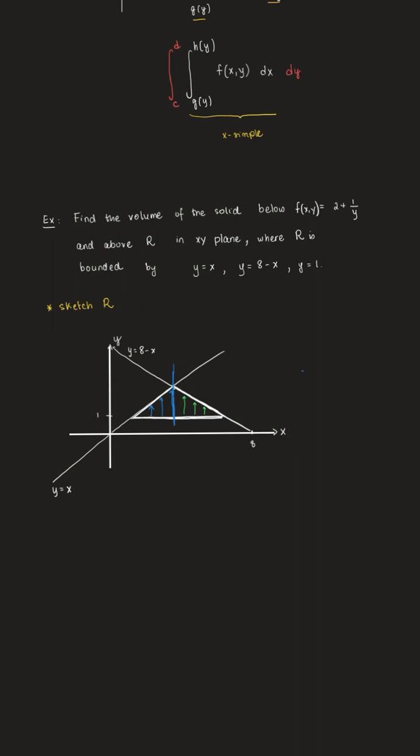So I'm going to erase that so that we can think about what happens when we integrate with respect to x first, holding y constant. So when we do that, I hold y constant and we go this way. That's going to get us between the line y equals 8 minus x and the line y equals x. And it looks like we're always between the same two functions. So it's a good choice to integrate with respect to x first.